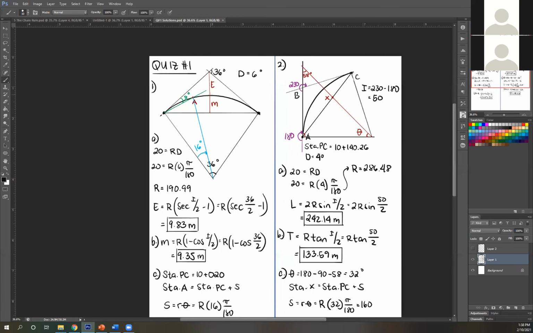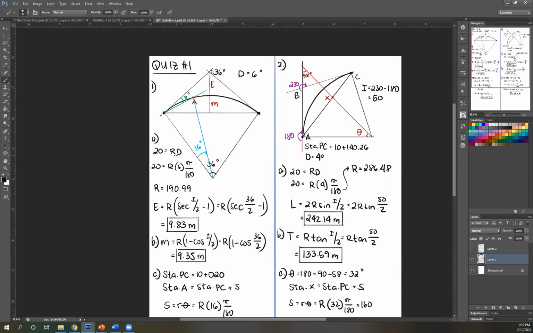So that's this point. Midpoint of curve to intersection of tangents, that's just your E, if you're familiar with your parts of a curve. So we're looking for E. The equation for E is R (secant I over 2 minus 1). I is already given, that's 36. Now my problem is how to get R. And remember, when you have a degree of curve, you can immediately solve for R using this 20 equals RD.